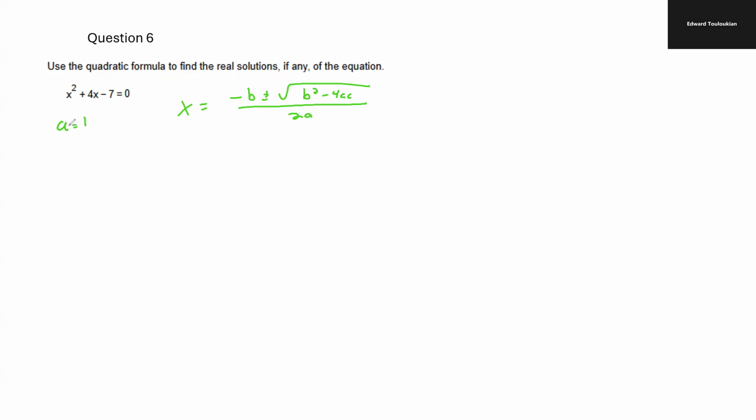That's the coefficient of the x squared term. B is the coefficient of the x term, which is 4. And c is the coefficient of the non-x term, which is negative 7. So let's plug all this in and see what happens.